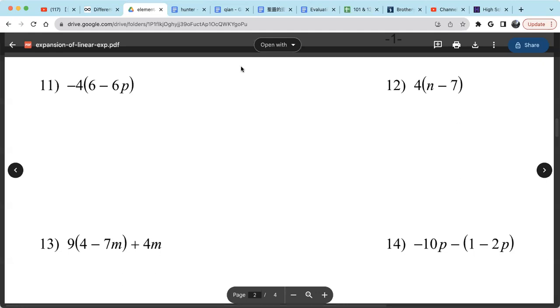Again, you can go ahead and see if your answer is the same as mine. So for 11, I would get negative 24 plus 24p. And for 12, I would get 4n minus 28.